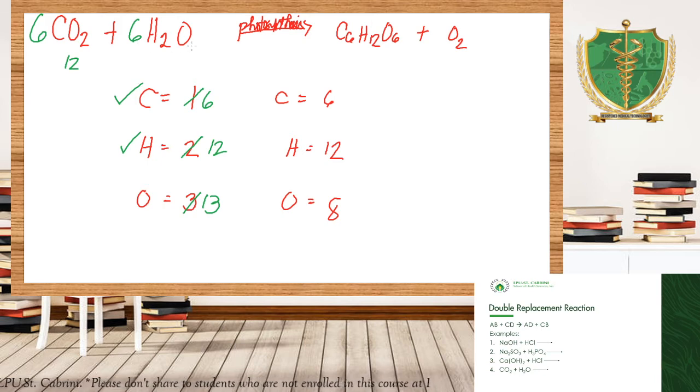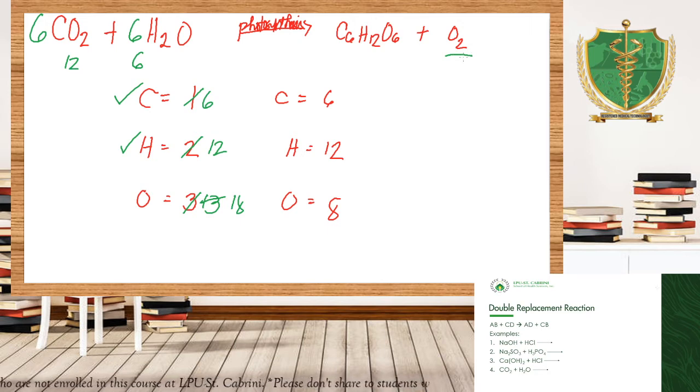6 times 1, 6. Okay? 6 times 2, 12. 12 plus 6, 18. Anong hindi balance? Si oxygen. Kapag ginalaw natin to, lahat magagalaw din ng carbon, magagalaw din ng hydrogen, ibig sabihin gagalawin natin to. So alin ang gagalawin natin? Yung oxygen.